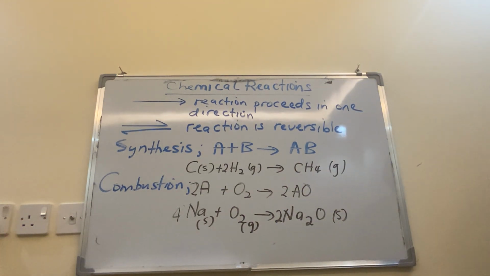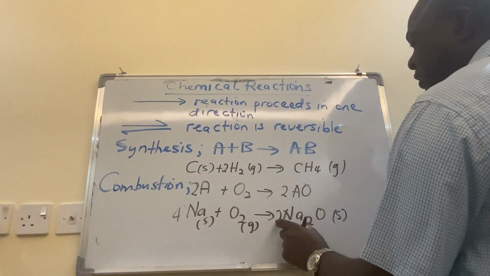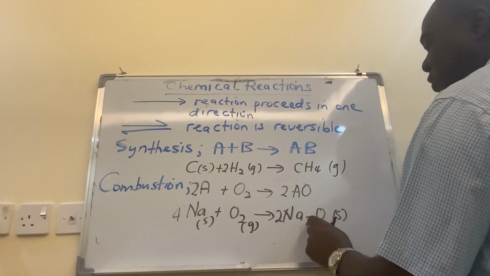So this is what happens when you're writing your equations in the exam. Sometimes you have to put coefficients and sometimes you have to rub them so that the equation appears balanced. So you check again, 4 sodium here, 2 times 2, 4 sodium here, oxygen there 2, oxygen there 2.